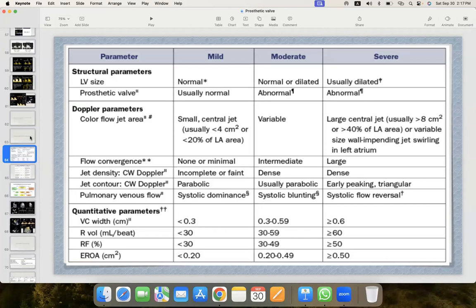And in terms of the regurgitation, this is the table that we use for the patient post prosthetic surgery, like mitral valve surgery. You see that we look for multiple things. By 2D, you can even look at LV size.